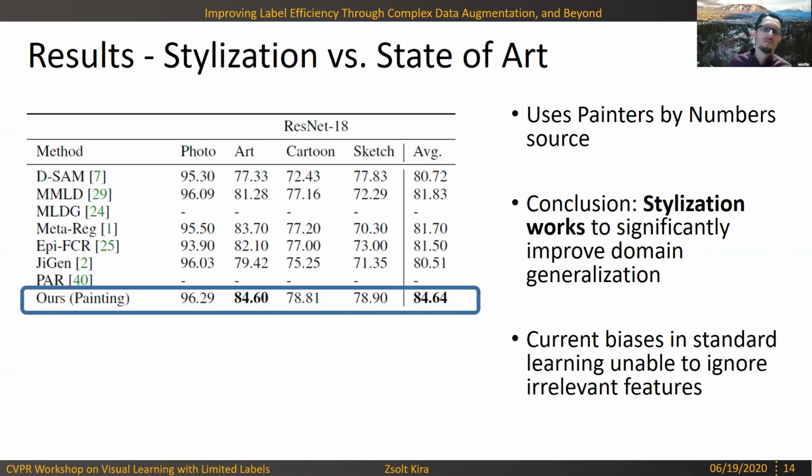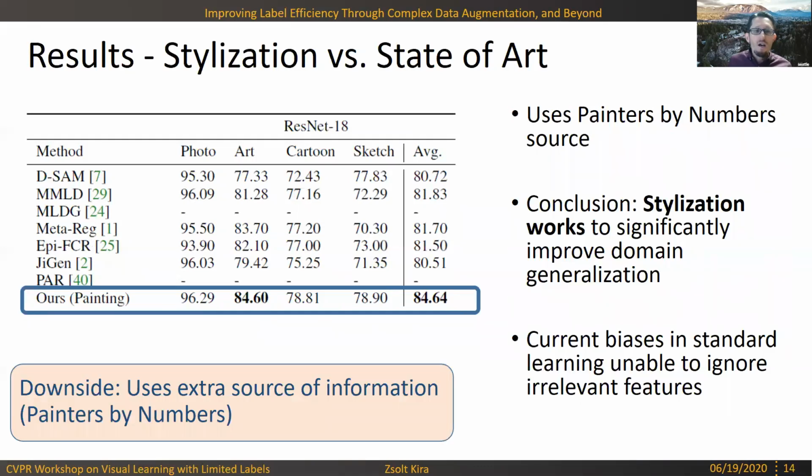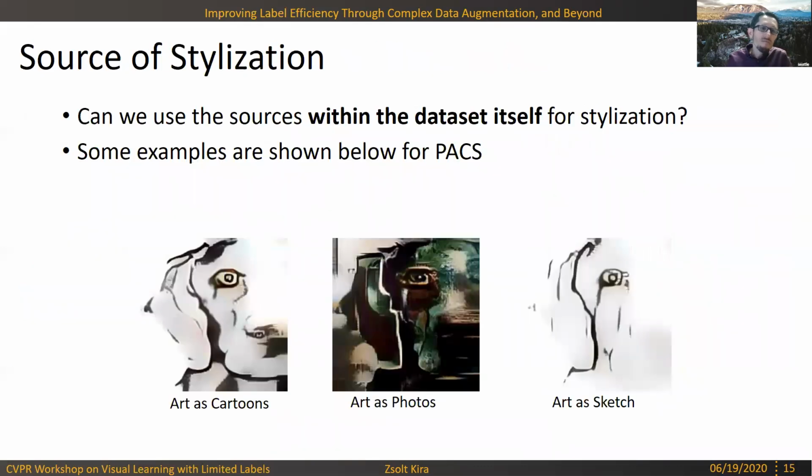Again, here we're using Painter by Numbers as the source of stylization. Obviously, the downside is that it's not quite a fair comparison because we're using an extra data set as a source of information. So what we've asked is, can we stylize within the sources themselves? The sources themselves provide some biases or variability. Here we show some examples: artist cartoons, artist photos, and artist sketches. We're just going to take pairwise sources and stylize them in this manner.